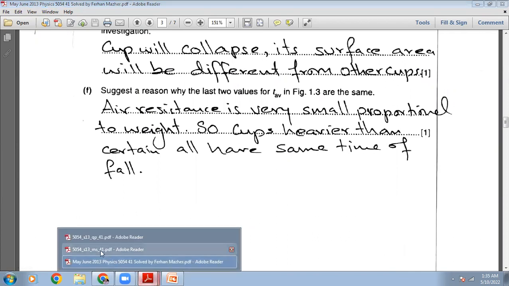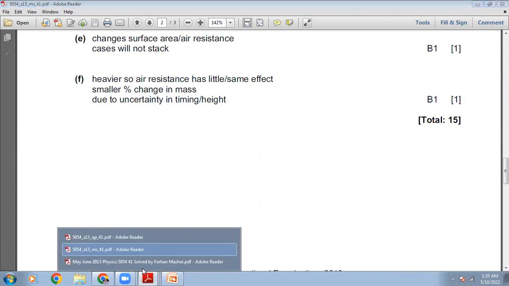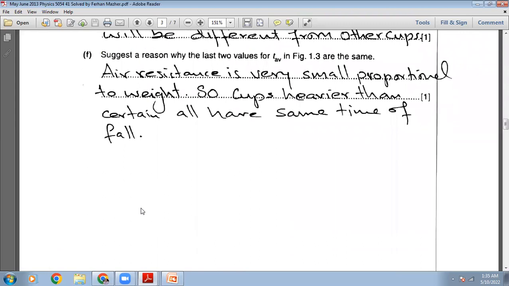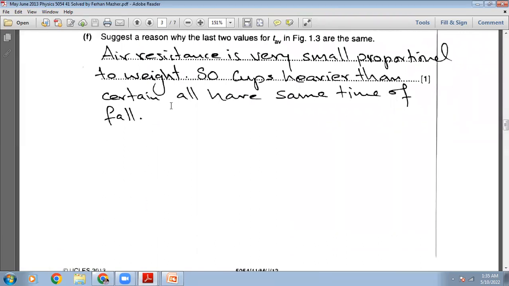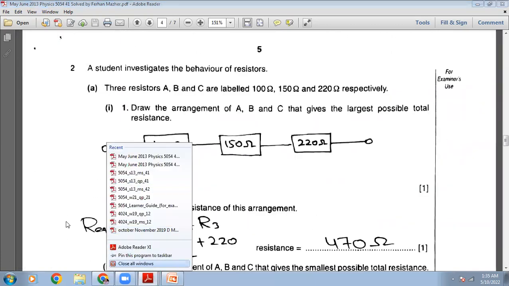Okay, so let's check from the marking scheme. Heavier, so the air resistance has little or the same effect. Small percentage change in the mass due to the uncertainty in the time and height. So heavier, so air resistance has little or the same effect because the cups have now become heavy. When you have put 9 cups or 11 cups, they have become heavier, so the air resistance is having a very small effect on them. Certain value all have the same time of fall.